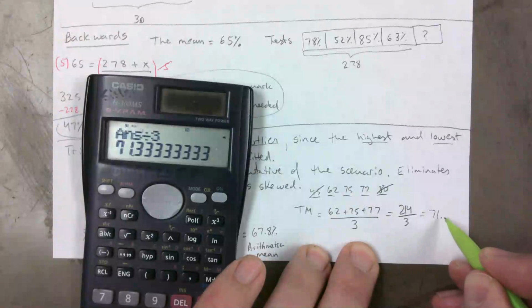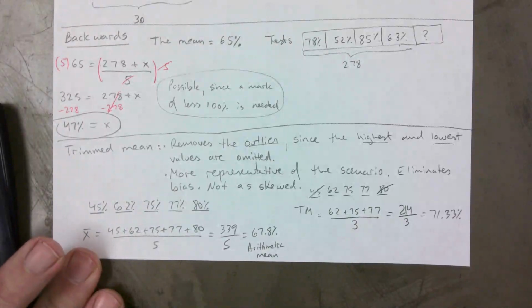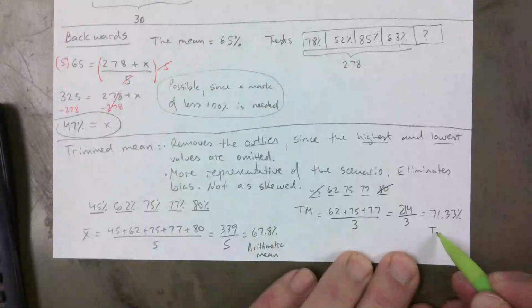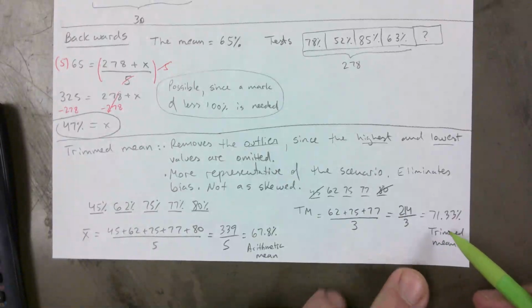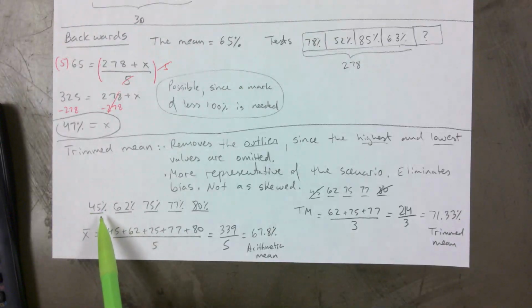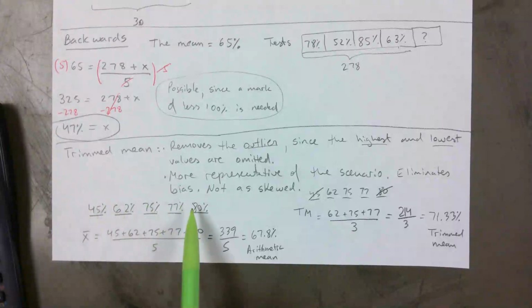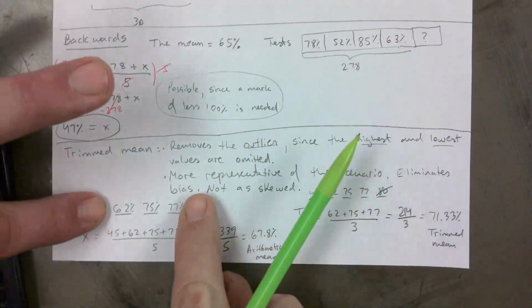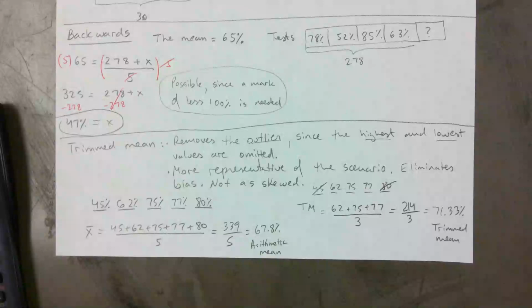That is 71.33%. So in this case, you would want to use the trimmed mean, right? Because it is higher. Right? It is higher. And the reason is because it removes, in this case, what is considered the outlier. But the question is going to tell you anyways to subtract the lowest and the highest. So in doing so, you are getting rid of the outlier, whether it's up top or in the bottom, you are getting rid of the outlier that way.